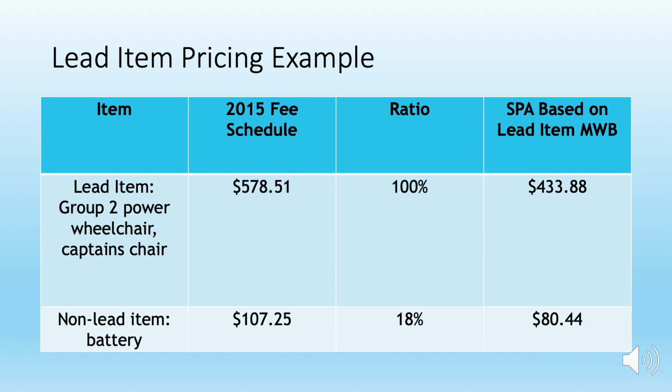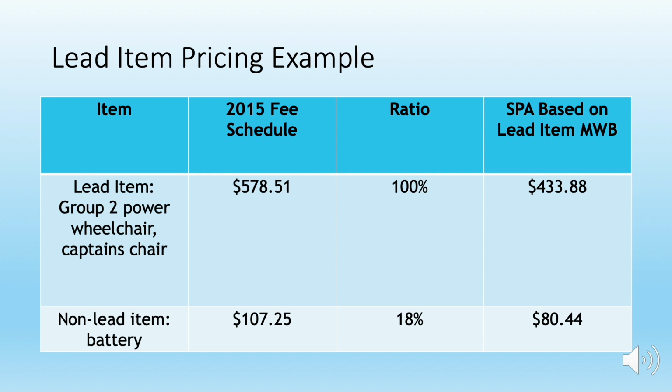What you need to do is look at the relative payment amount, or the ratio, between that lead item and the non-lead item. So the $578 represents the 100% as the lead item, and if you look at the 2015 fee schedule amount for the non-lead item, the battery, the 107 represents 18% of that $578. So that means that whatever the single payment amount or the bid price ends up being for the lead item, the KO823, for that particular battery, the resulting non-lead item price will be 18% of that lead item SPA, or single payment amount.